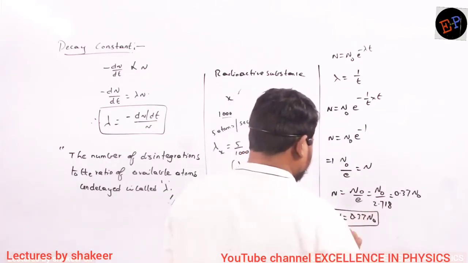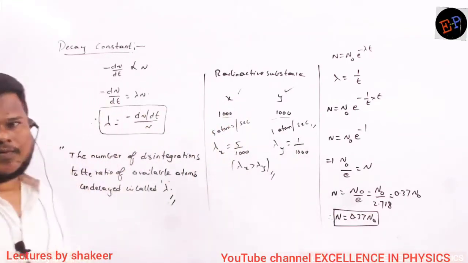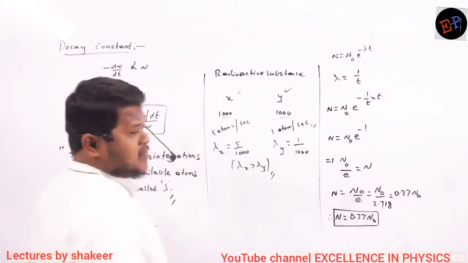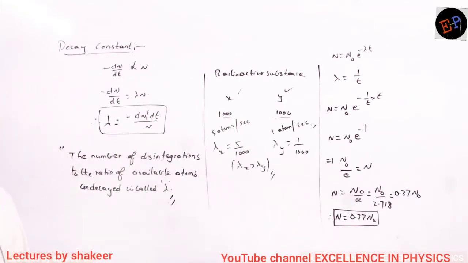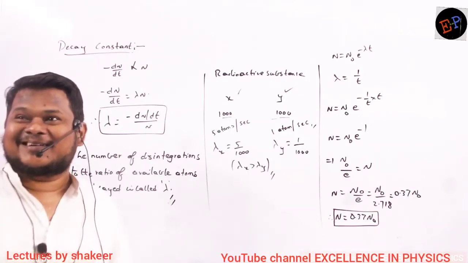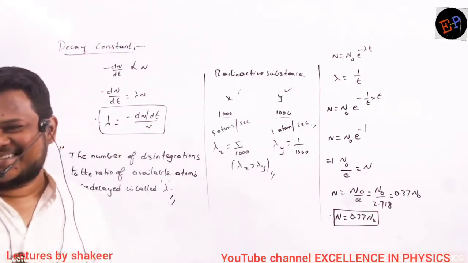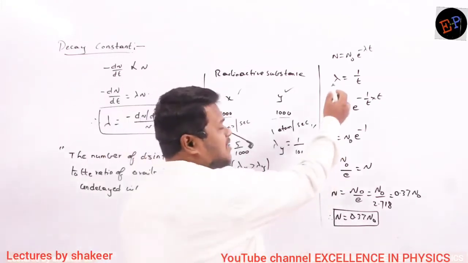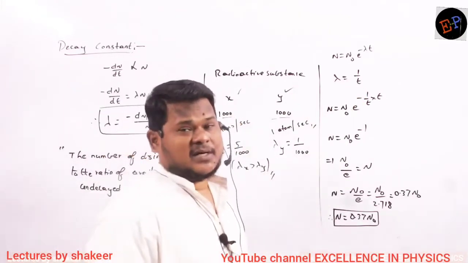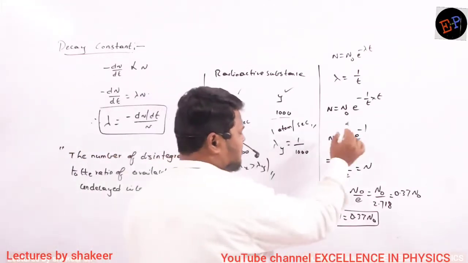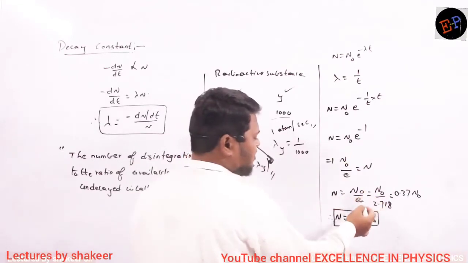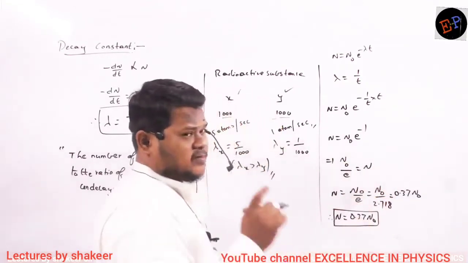So by doing this calculation, what do you understand? Tell me, what have you understood? I have taken lambda to be the reciprocal of time. t is nothing but time only, after some instant of time. So when I substituted these values, I got N naught divided by e value 2.718. It is 0.37 times of N naught.